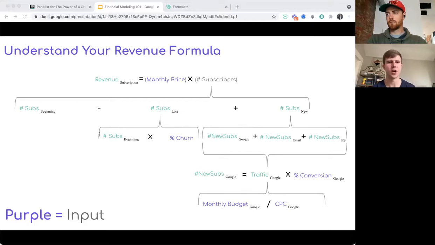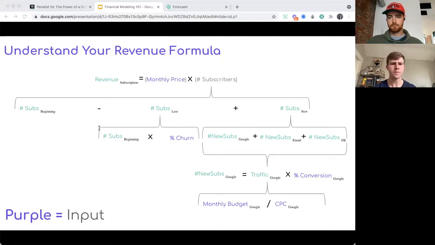We could also increase our revenue by reducing churn. Lower churn would decrease the amount of subscriptions that we lose over time, which would increase the number of subscribers, which would increase revenue. So if we take like 10 steps back, we can really see the value of a revenue formula because there's really only 5 purple inputs on this slide. And that means that there's really only 5 things that we have direct or indirect control over that can ultimately impact revenue.